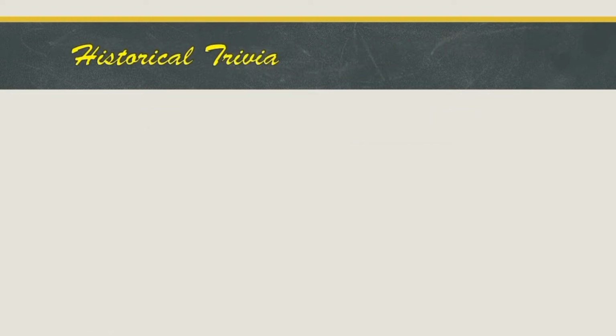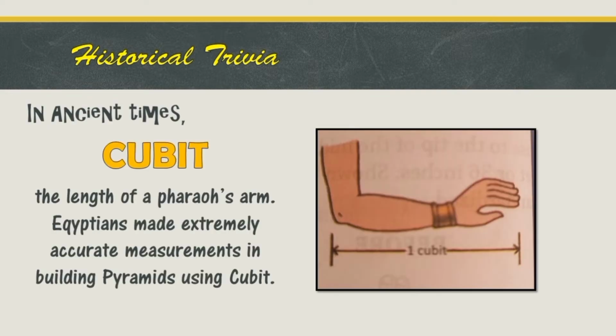Here's the historical trivia. In ancient times, a cubit is the length of a pharaoh's arm. The Egyptians made extremely accurate measurements in building the Great Pyramid at Giza using the cubit. In the Bible, the measures of Noah's Ark were likewise given in cubits.